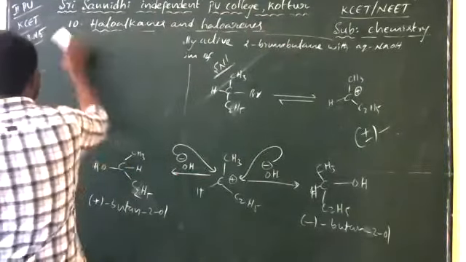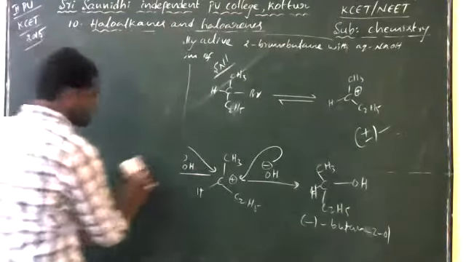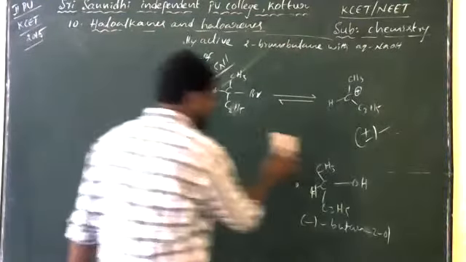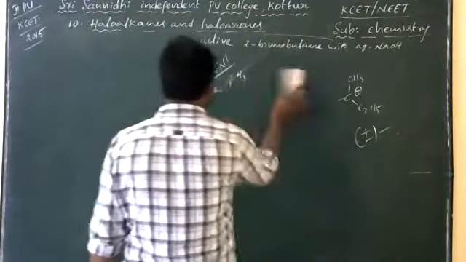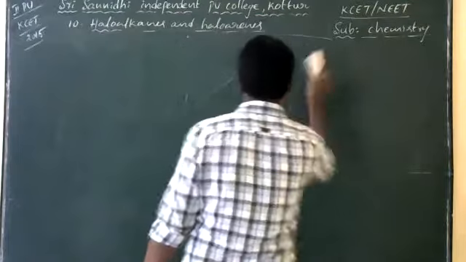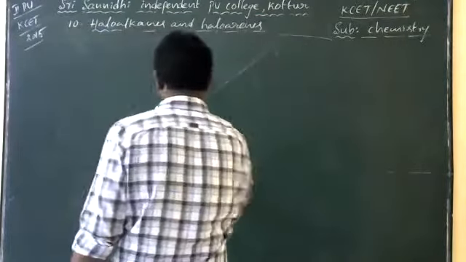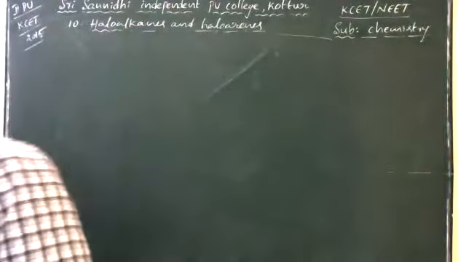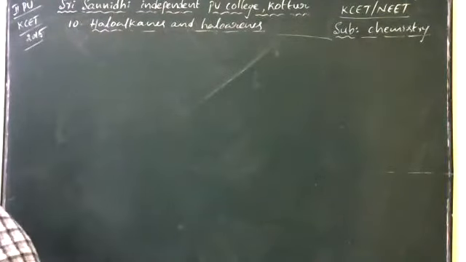Enantiomers are actually optically active isomers which are non-superimposable mirror images of each other. They do not overlap or coincide when you see the mirror images. They are called enantiomers. You know the definition already.